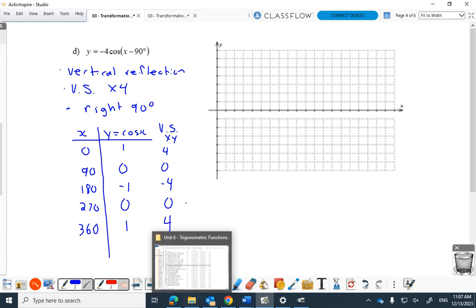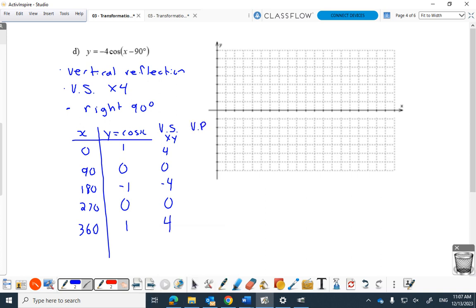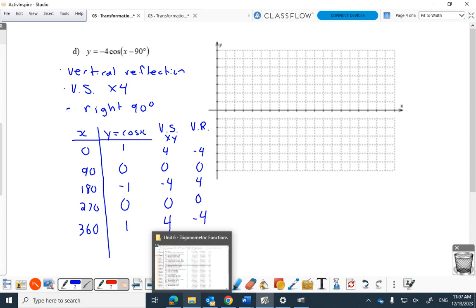Vertical reflection. You can do the stretches or reflections in either order. They're both multiplying, so you can do them in either order, and then write 90.